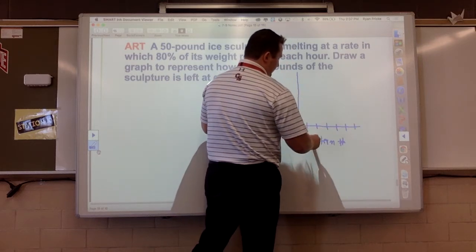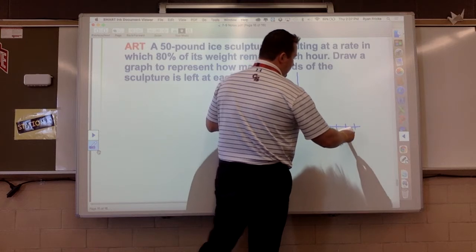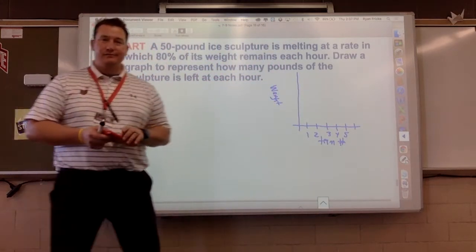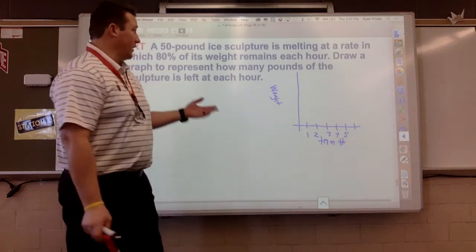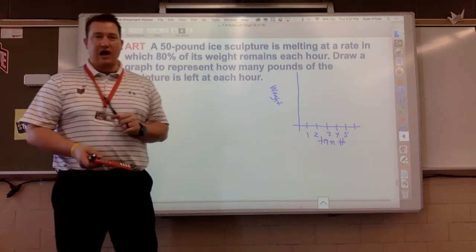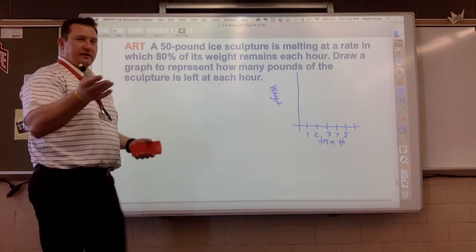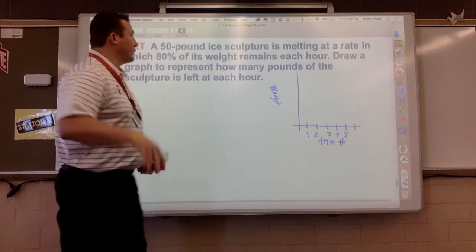I don't really know how far out they want us to go. 4, 5. I mean, eventually the sculpture is going to melt. Is it ever going to go away, though? In theory, no, right? If only 20% of it goes away each hour, you'll never get down to nothing. Doesn't make sense, though, right? It should evaporate. Anyway, whatever.